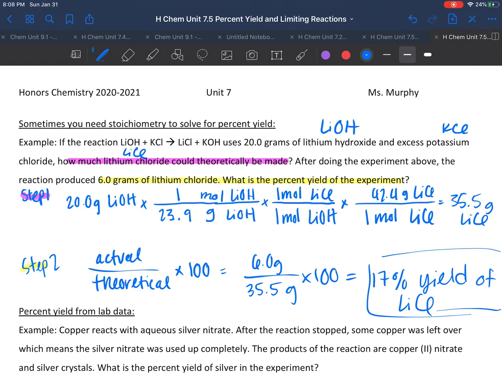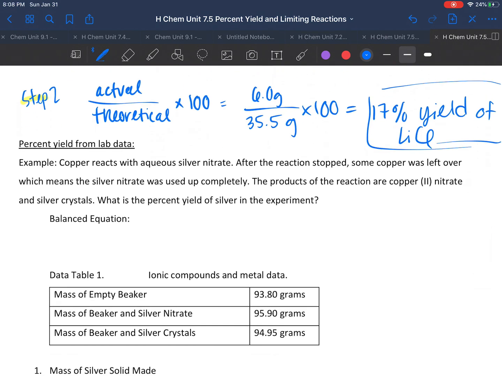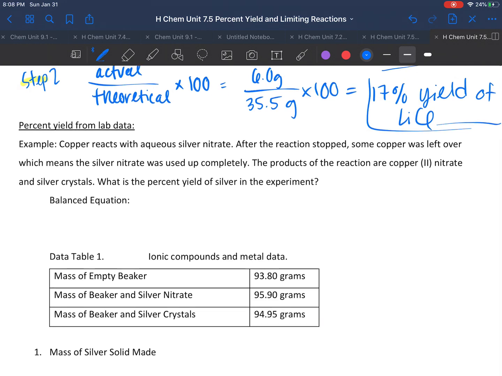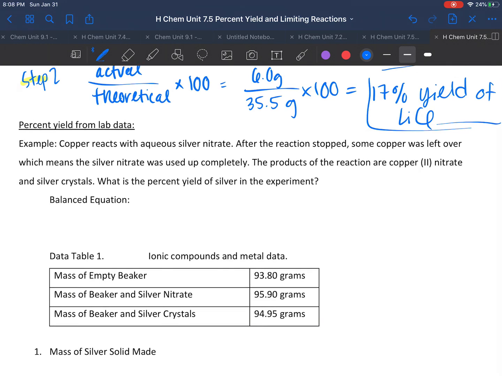All right. And so the next part we're going to go through is pretend like we are getting data from a lab. And so we have to know how to do this because we will be doing this for one of our labs. And so the first part gives us a word problem. Copper reacts with aqueous silver nitrate. After the reaction stopped, some copper was left over, which means the silver nitrate was used up completely. The products of the reaction are copper 2 nitrate and silver crystals.